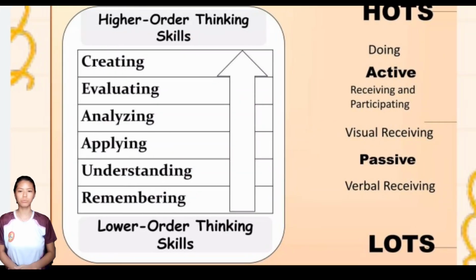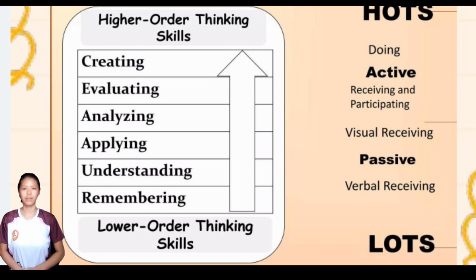So now let's move on to the higher order thinking skills, which are creating, evaluating, analyzing, applying, understanding, and remembering, to lower order thinking skills. And the HOTS, or the higher order thinking skills, are doing, and the active receiving and participating, like visual receiving, and the passive verbal receiving.